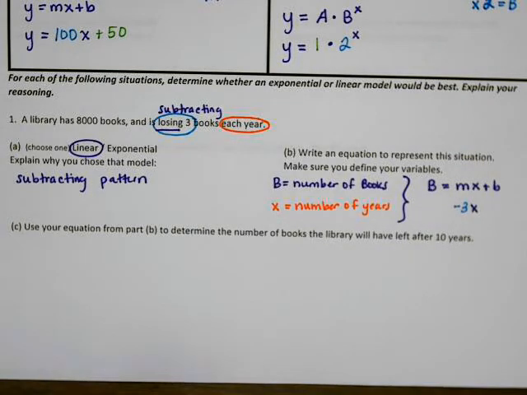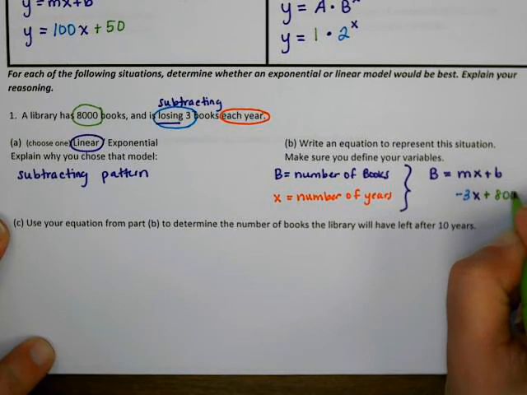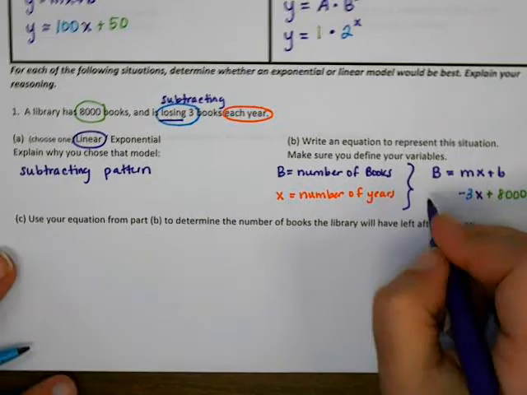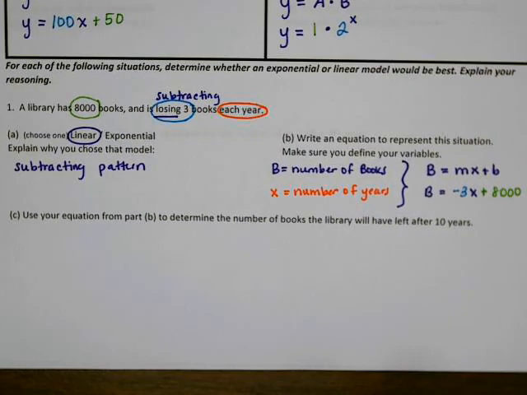And b is however much you start with. So since I started with 8,000, I would say plus 8,000. So my equation would be b equals -3x plus 8,000.